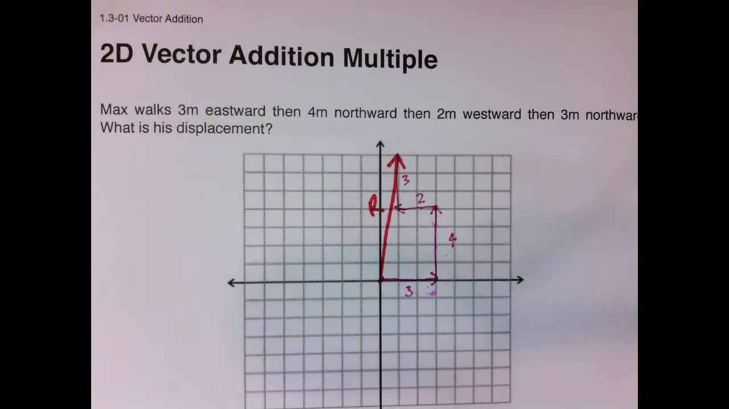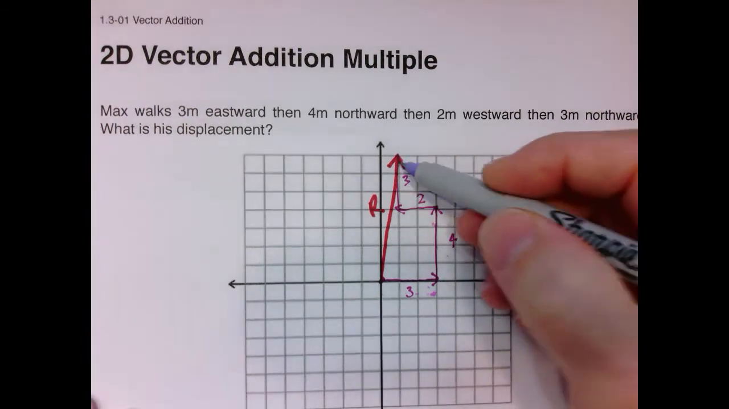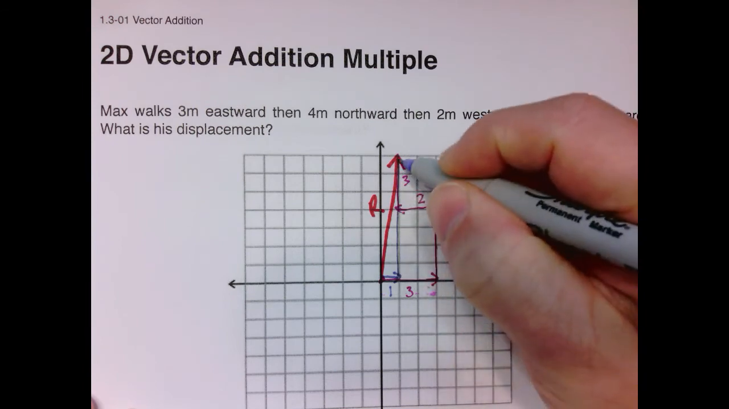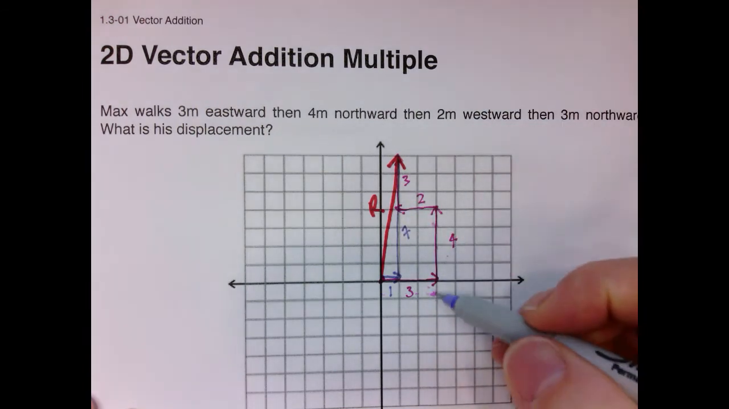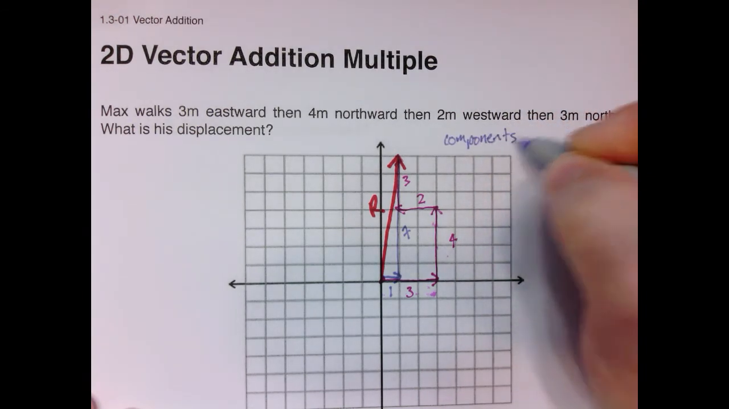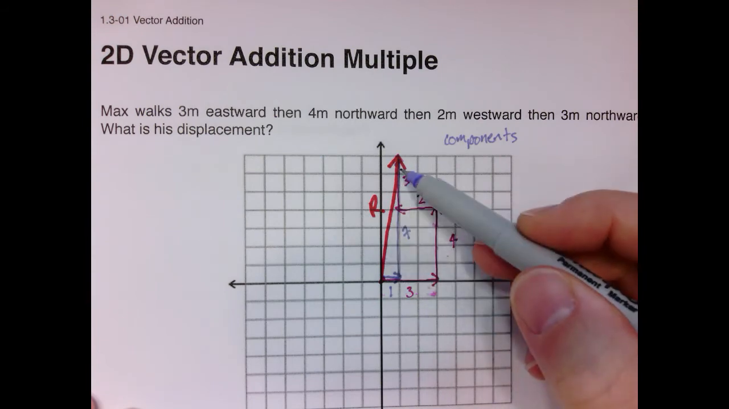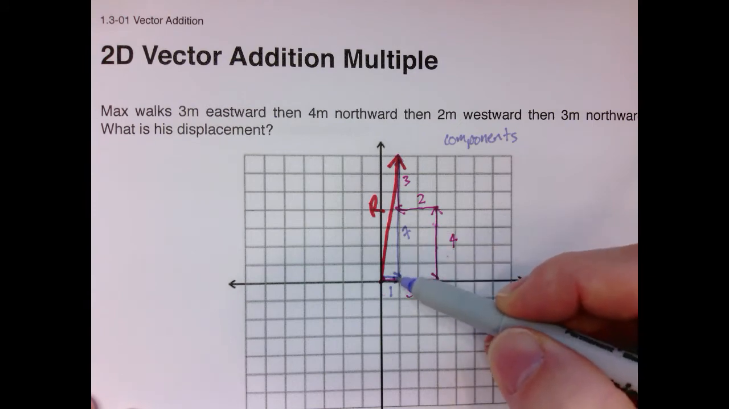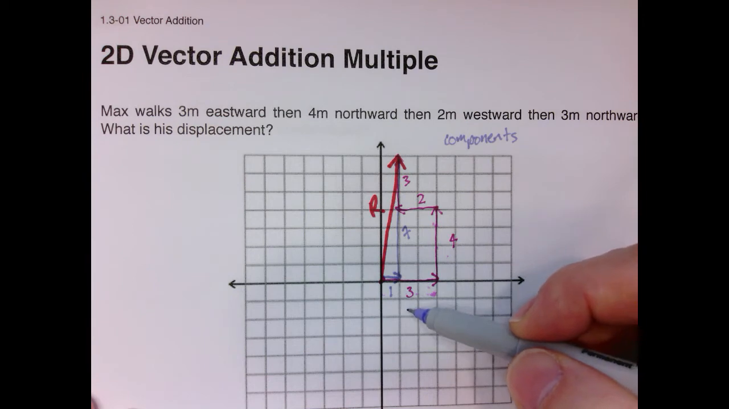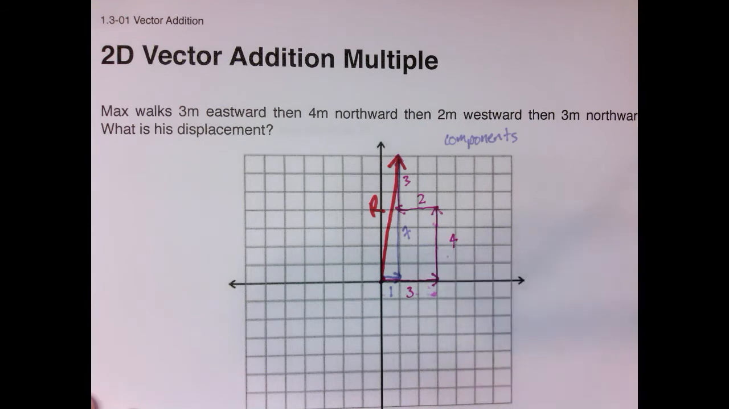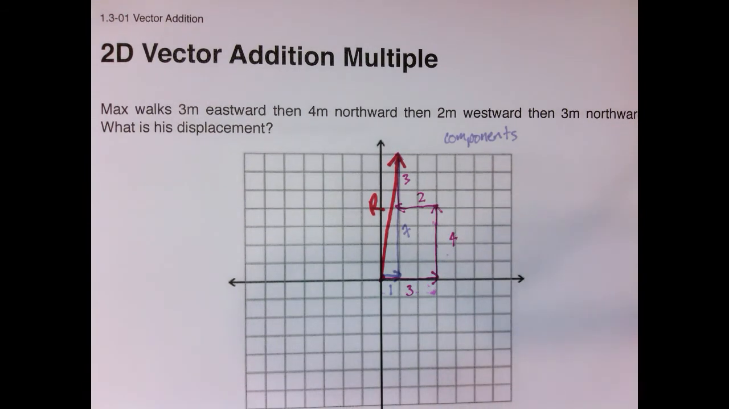Now these dimensions that make up the resultant, this 1 and this 7, are what we call the components. Whenever we have a vector at some angle, we can break it down into components or parts that are at right angles to each other, such that when we add them, we would produce the resultant. And of course, you can see this makes it very nice to resolve, because now we have the Pythagorean theorem. We can find the magnitude.